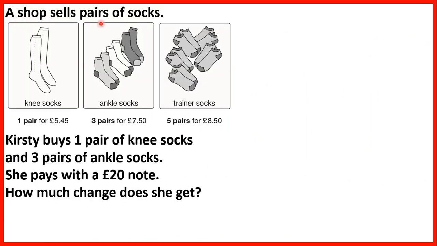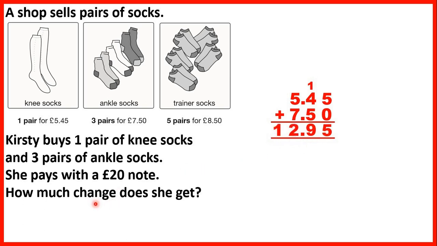A shop sells pairs of socks. Kirsty buys 1 pair of knee socks and 3 pairs of ankle socks. She pays with a £20 note. How much change does she get? Well, first, let's work out how much she spends altogether. She buys 1 pair of knee socks, so 1 pair of knee socks is £5.45, and 3 pairs of ankle socks is £7.50. So if we add those together, that gives us £12.95.